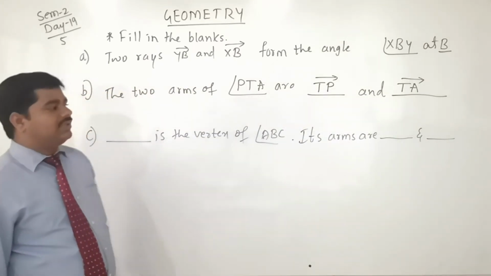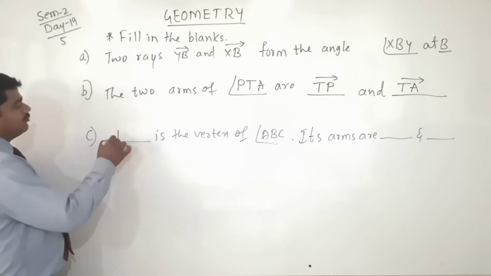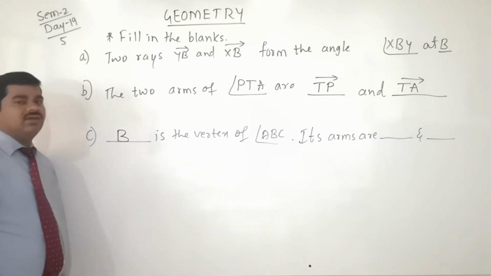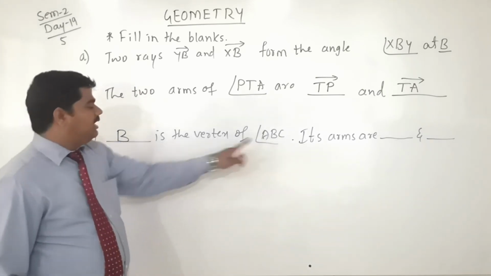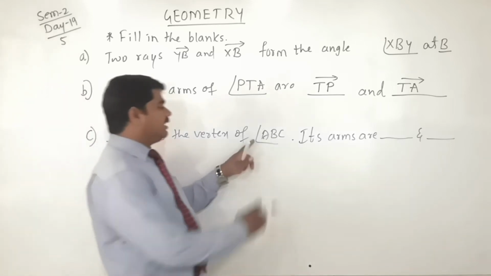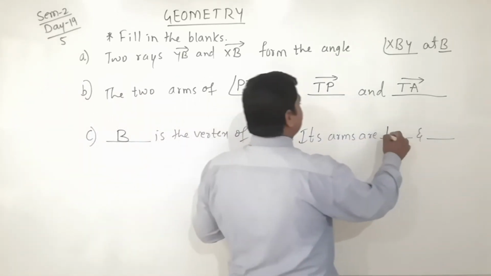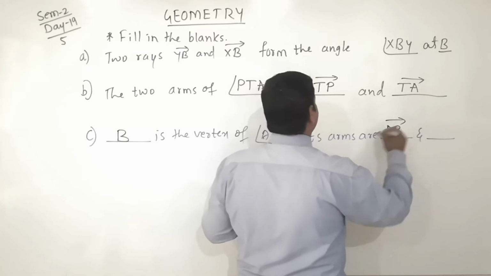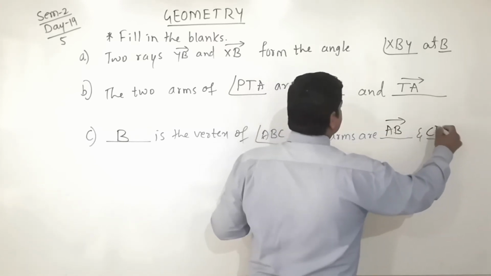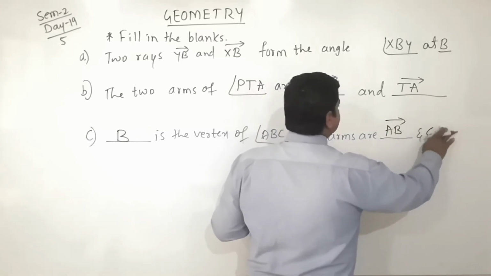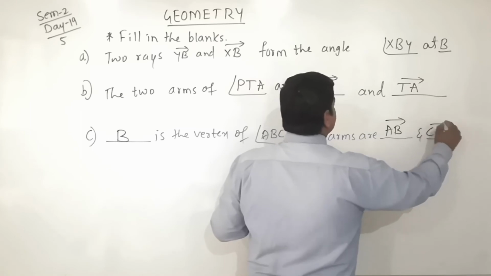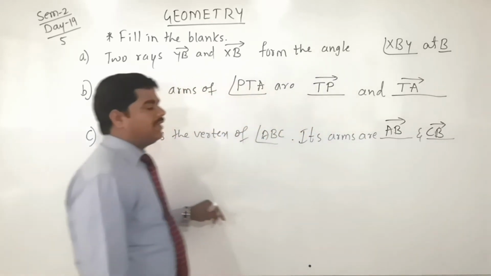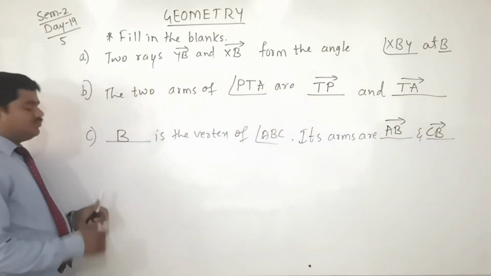You can write here the angle given is ABC. Then we can write B, the middle point, will be the vertex. B is the vertex. Then AB is a ray, and CB is another ray. CB and AB are the two rays.